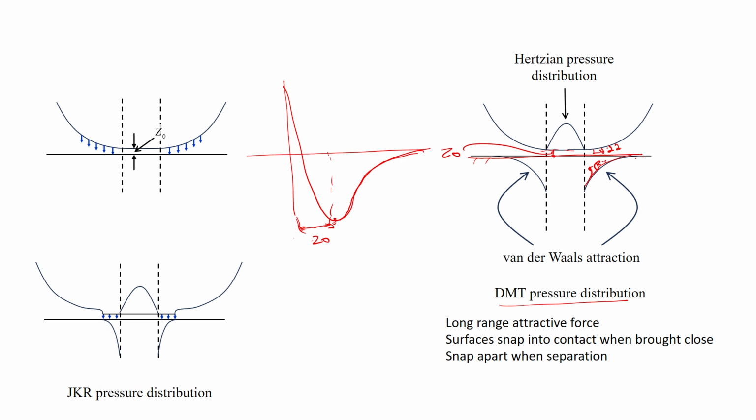Now for the case of JKR, as I said, the contact for the Hertzian part is this, and in this part it will be something like this. In this portion there is attraction between these two surfaces. For the DMT case, therefore, there is a long-range attractive force between these surfaces. Surfaces snap into contact when brought close and snap apart on separation. This kind of instability is there for the DMT case. So I write it like that.